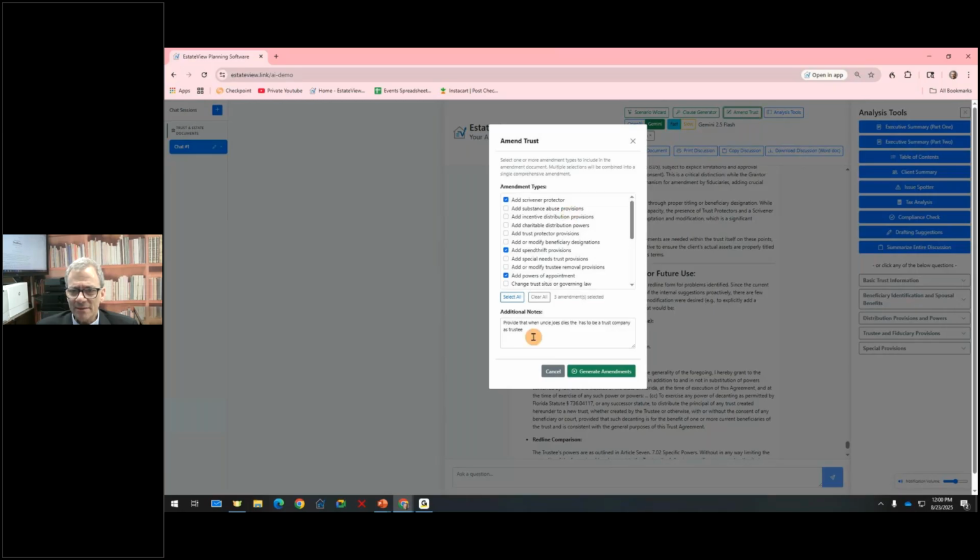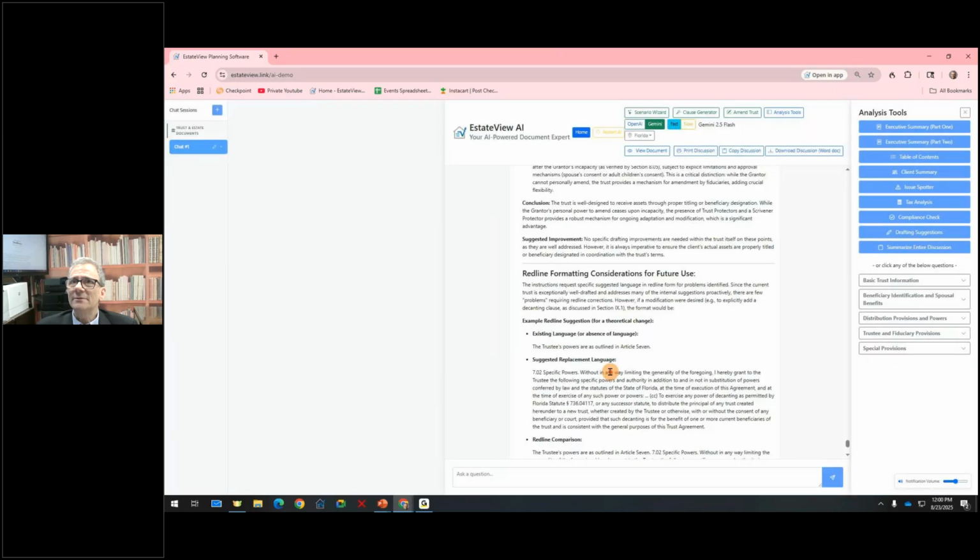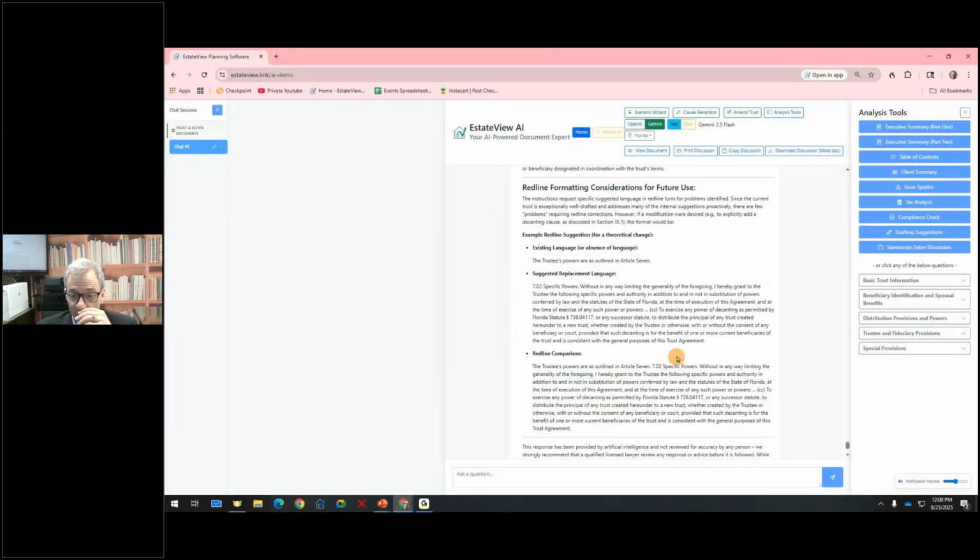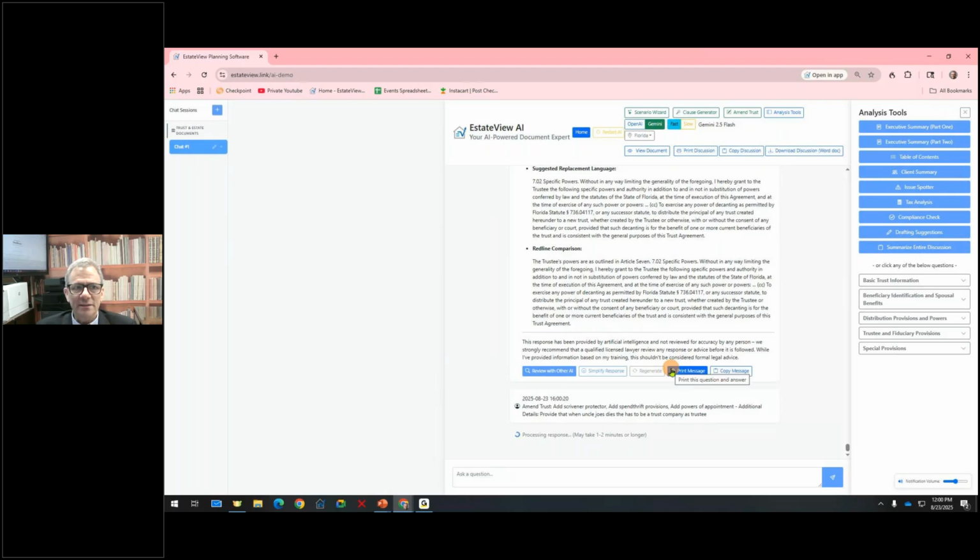I want it to amend. So I click Generate Amendment. And now it's generating an amendment.